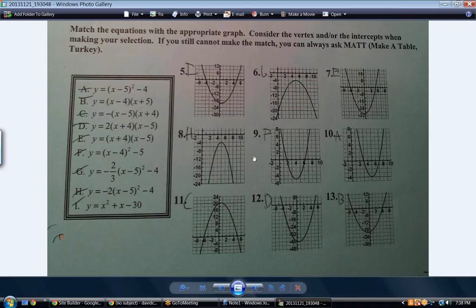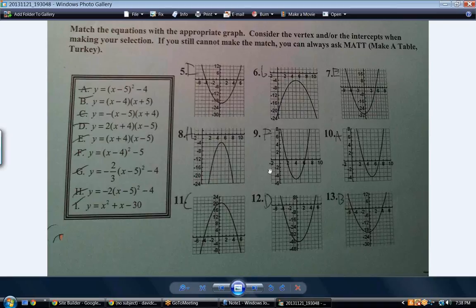Okay. So number 8, H, opens down, has a vertex at 5, minus 4 also, but it's skinnier than the other one. So the only way to distinguish H and G is the thickness of that parabola. And the minus 2 indicates a skinnier one as opposed to the fatter one, which is minus 2/3.